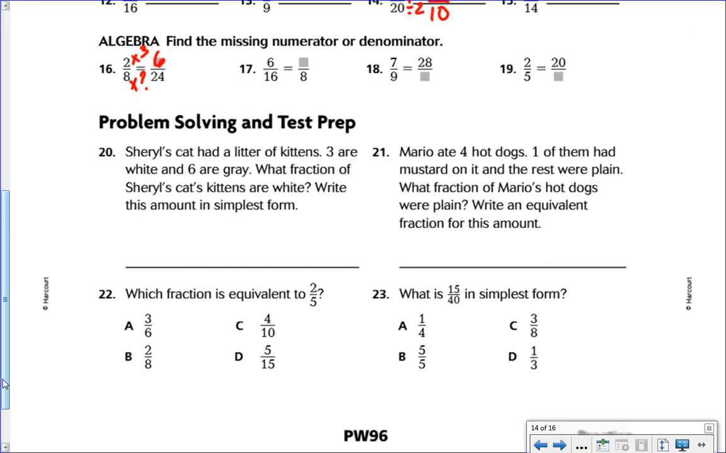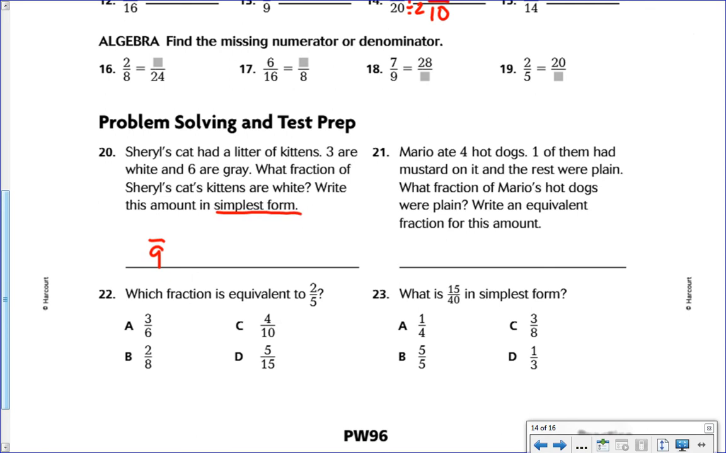Okay, for the word problems, Cheryl's cat had a litter of kittens. 3 are white and 6 are gray. So how many total do I have? What's my whole number? 9. Okay. What fraction of Cheryl's kittens are white? All right, I'll let you finish that one. So you figure out how many of those are white, and then you need to make sure that you do it in simplest form.